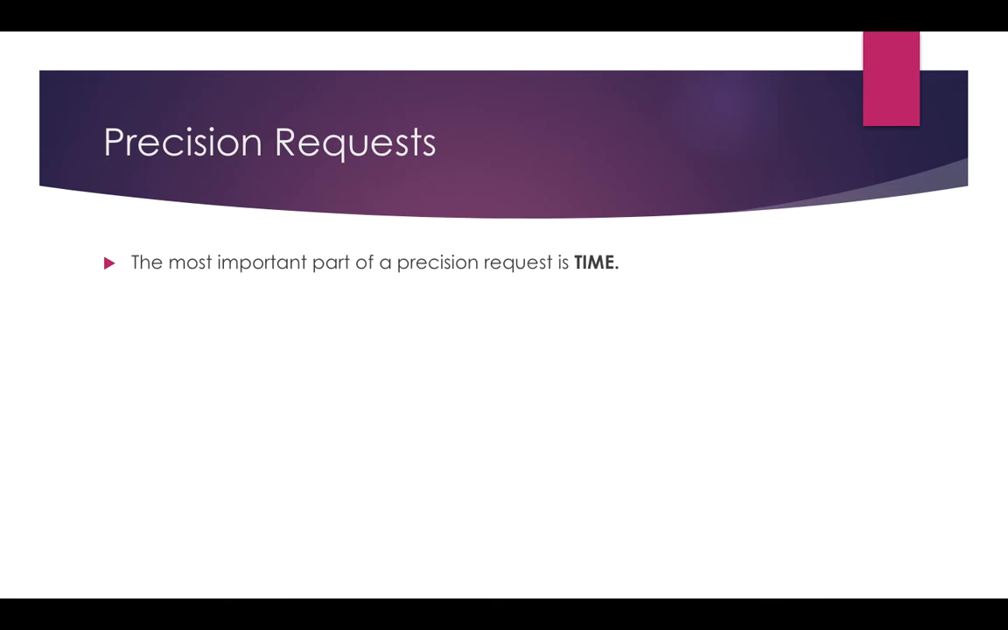So the most important part of a precision request is time. Between each question, you've got to give the student time to think about what you've asked them to do and to do it. So rule of thumb is 5 to 10 seconds, depending on the student. Some students, 5 seconds is plenty of time. For some students, they might need 10, they might need 15. So as you're getting to know students, a good general rule is to give a very generous 10 count. So 1, 2, 3, 4.